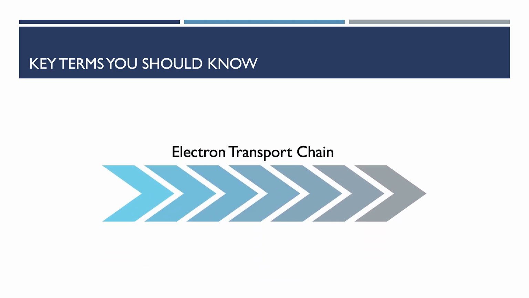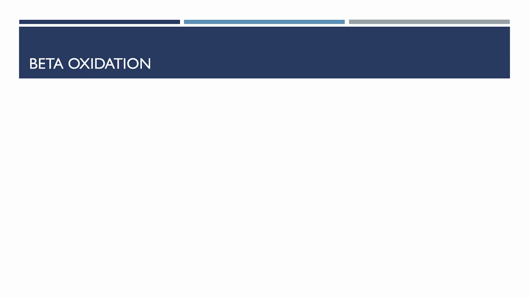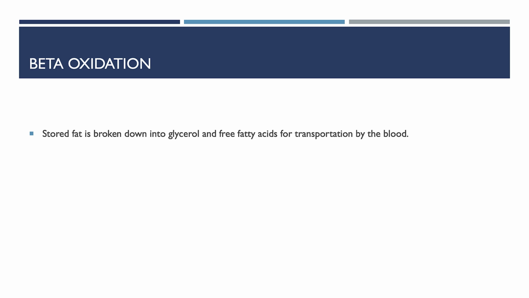Key terms you should know. The electron transport chain involves a series of chemical reactions in the cristae of the mitochondria where hydrogen is oxidized to water and 34 ATP are produced. Beta oxidation. Stored fat is broken down into glycerol and free fatty acids for transportation by the blood.